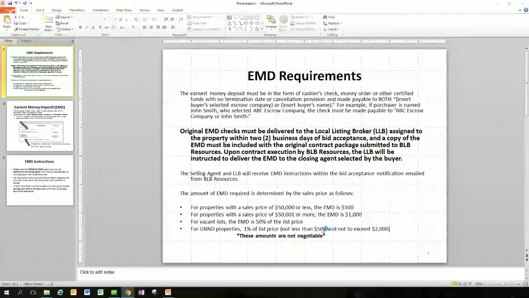I'm going to go ahead and do a quick screen share so I can walk you through the outline of what those requirements are and hopefully address any questions that you might have about that process. So bear with me just 1 second while we get over to our screen here. All right.